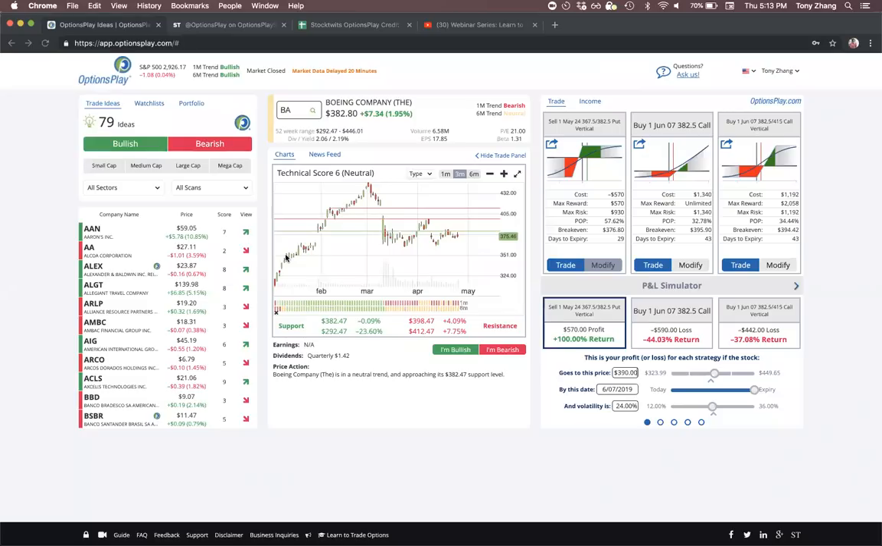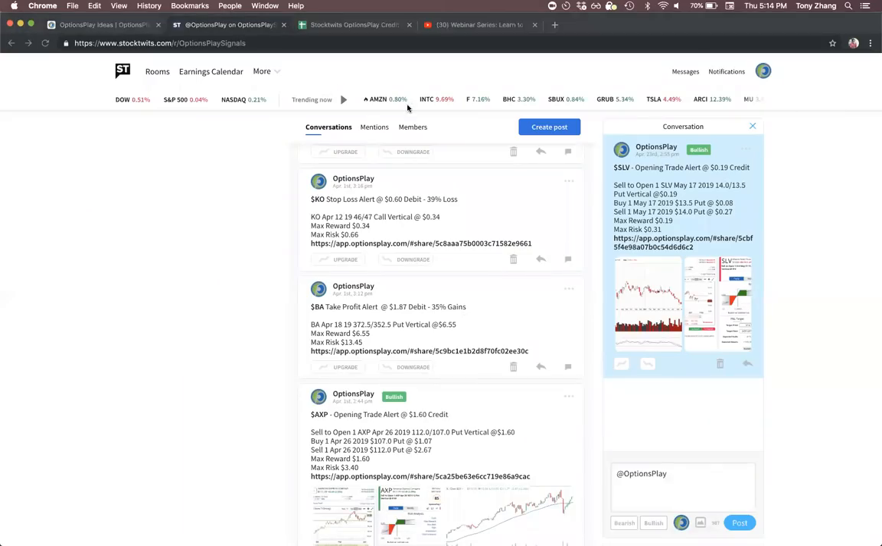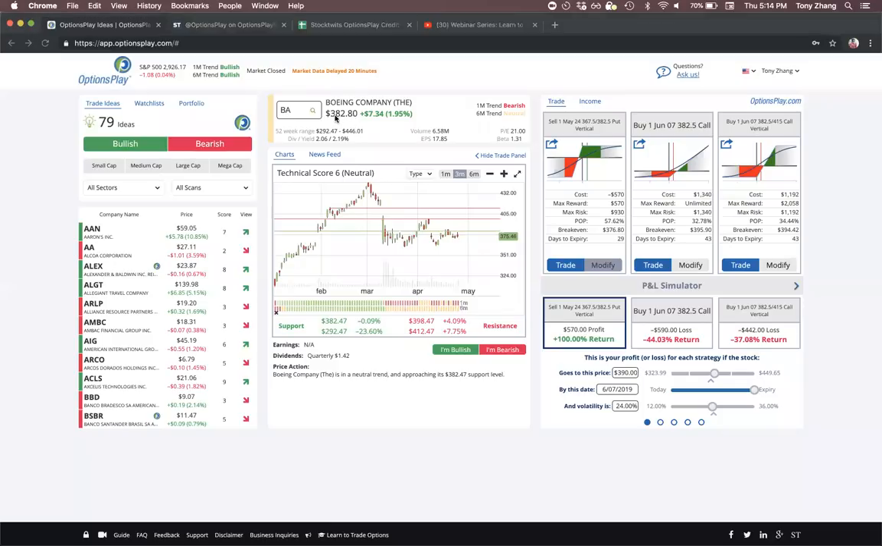StockTwits versus Options Play. Not sure what the question there is, Larry. They're both platforms. We leverage the StockTwits platform to send out our trading signals and to host all of these rooms, if you will. So it's a separate service, but we leverage their technology to help us deliver these signals.